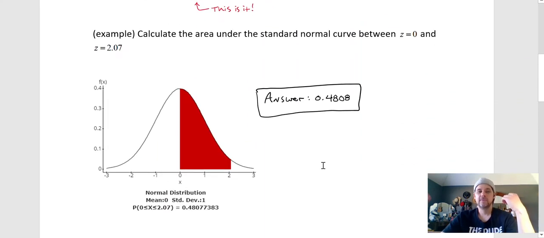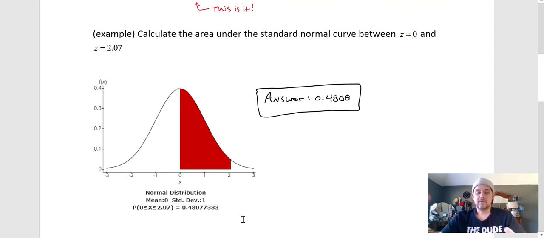Let's look at another one though. Can you calculate the area under the standard normal curve between 0 and 2.07? Remember again, the standard normal curve is a normal curve with a mean of 0 and a standard deviation of 1. The mean is right in the middle, at the peak. So the 0 is right in the middle. Visually, if I'm talking from 0 to 2.07, there's 0, and then 2.07 would be just a little bit to the right of 2. That's what it would look like.